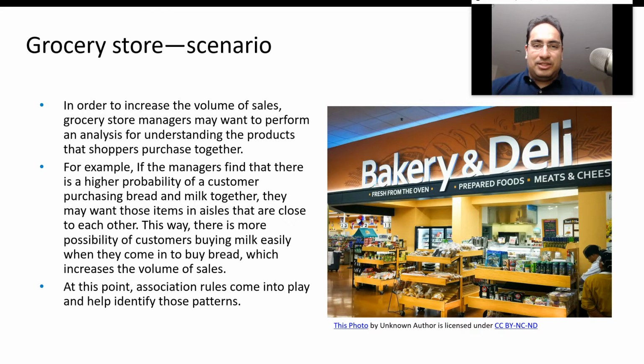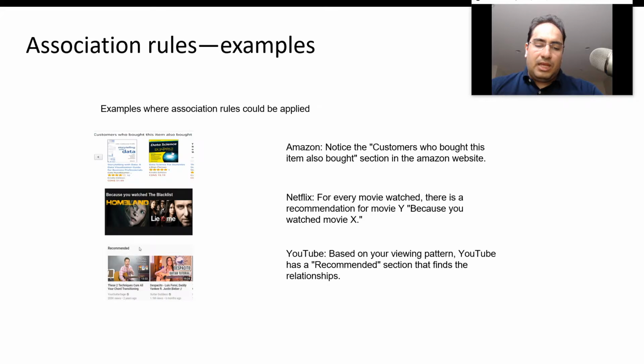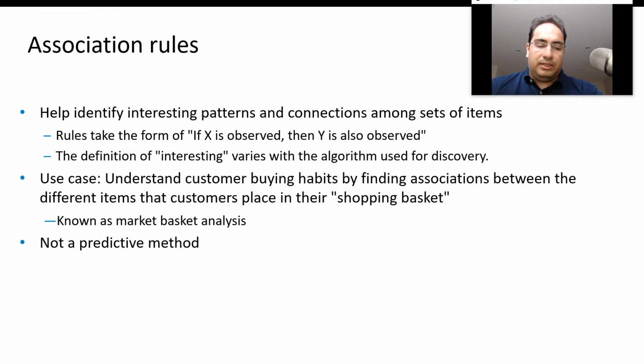So this information is important for managers and store managers and also grocery stores. This is not the only example. There are more examples. For example, Amazon, like an online store, when you see customers who bought this item also bought this other item, or in Netflix, when you see this is the movie that I recommend to you because you watched another movie, or YouTube is suggesting something based on your previous history. So these are all examples of where association rules could be applied.